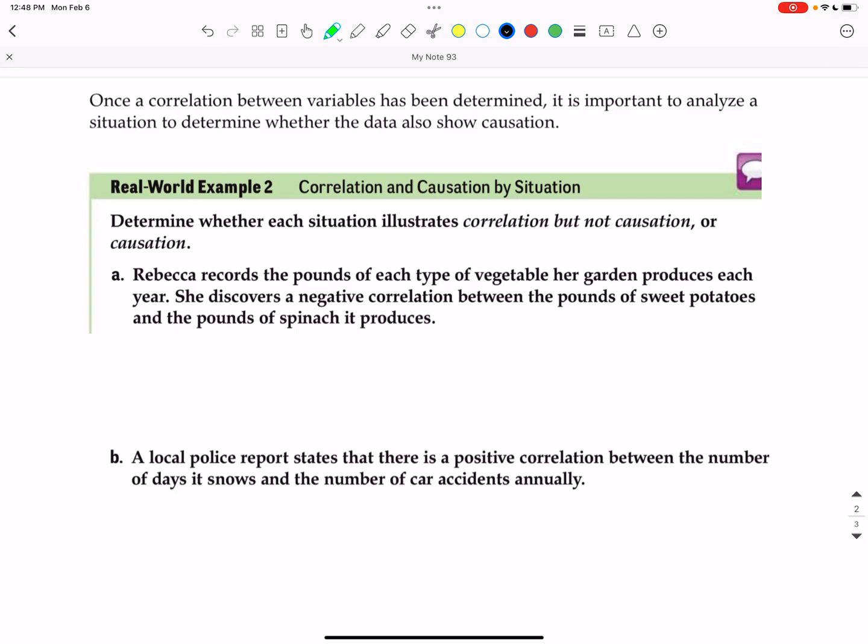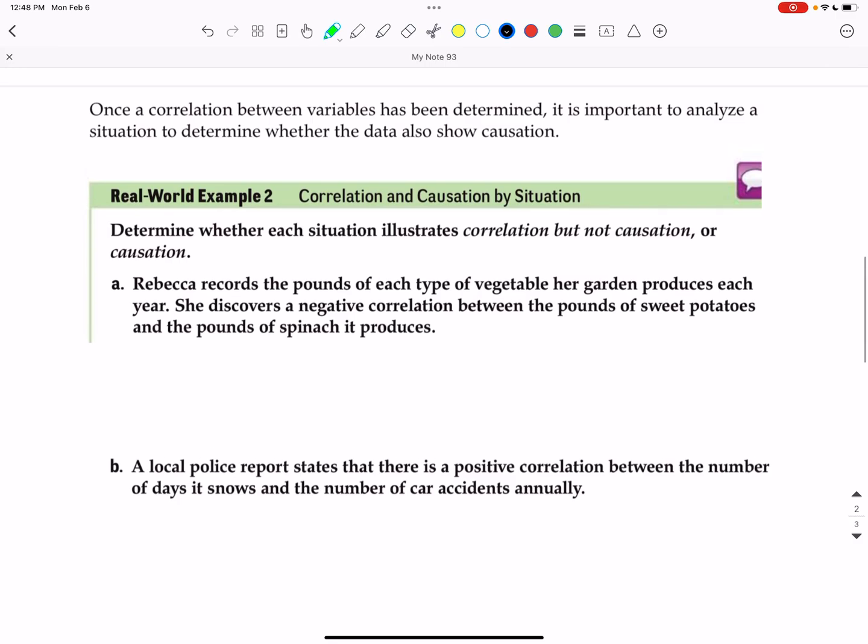Rebecca records the pounds of each type of vegetable her garden produces each year. She discovers a negative correlation between pounds of sweet potatoes and the pounds of spinach it produces. So negative correlation means that the more sweet potatoes produced, the less spinach would be produced, and vice versa. If there's more spinach, there's less sweet potatoes. So is this correlation but not causation, or is this causation? And this is correlation but not causation.